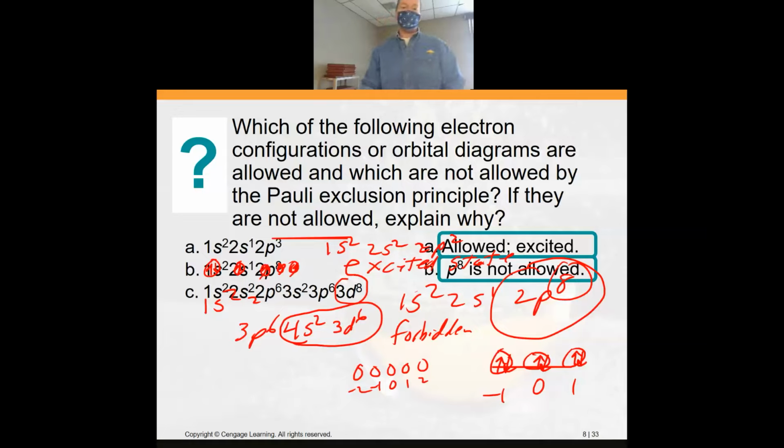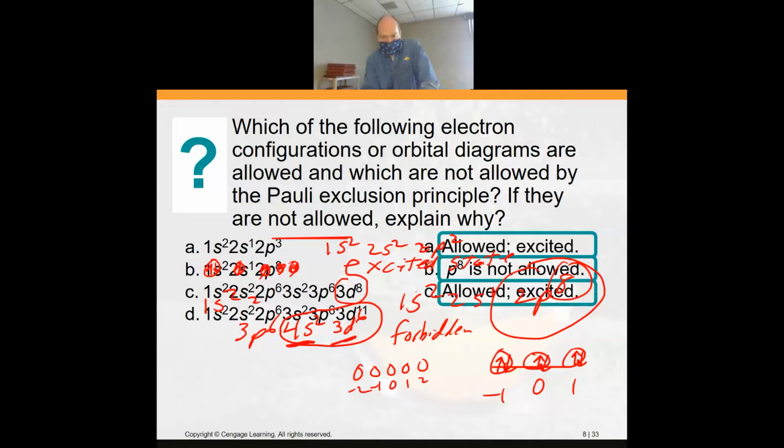It is not allowed. All right, and so in part C, it is not the ground state, because the ground state would put a 4s2 and then go to the 3d. And so C is the same as A. It is allowed. It is just an excited state. All right, and so this one, as soon as you see a 3d11, you cannot have a 3d11. D has a maximum of 10. That is not allowed. That is forbidden.